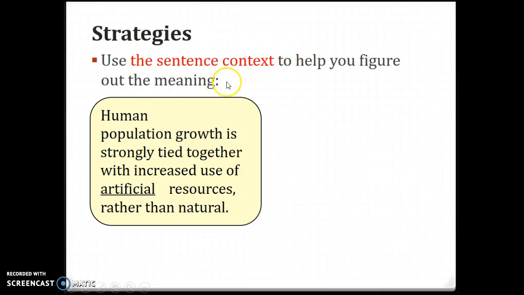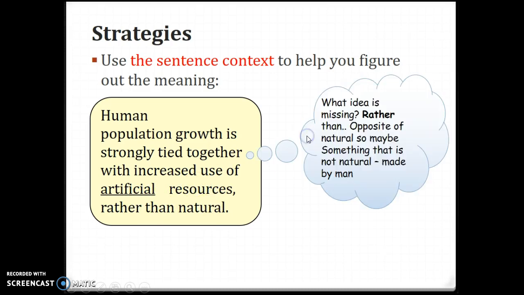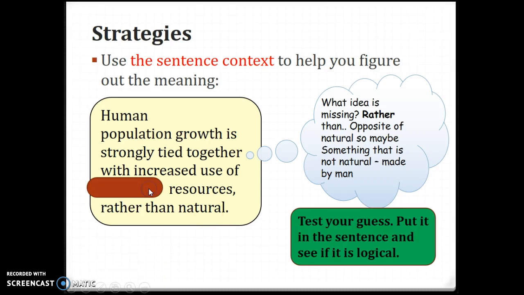Sometimes we need to use the whole sentence context. And here we look at human population growth is strongly tied together with increased use of artificial resources rather than natural. So rather than shows us opposite. So what's the opposite of natural? Artificial. Or in other words, not natural. So we were able to figure out the meaning of the word from rather than, an opposite.